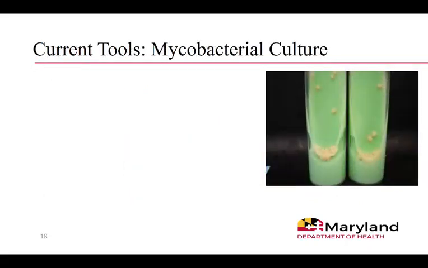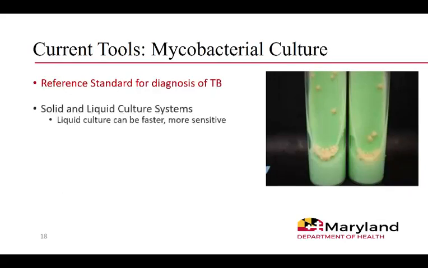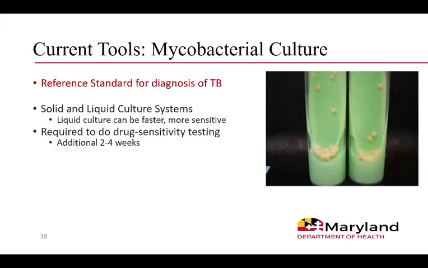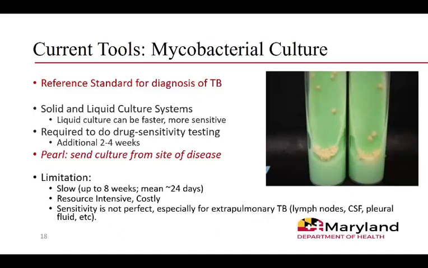The reference standard for diagnosis of TB is mycobacterial culture. There are both solid and liquid culture systems available, and the liquid culture systems are faster and more sensitive than the solid culture systems. Mycobacterial culture is required in order to facilitate phenotypic drug susceptibility testing, which can be performed after an isolate grows in culture. It is very important to make sure to send mycobacterial cultures from the site of disease. Stated differently, it is not particularly useful to evaluate sputum alone when suspecting extrapulmonary forms of tuberculosis. It is also worth noting that the sensitivity of mycobacterial culture, despite being the reference standard, is not perfect. And this is particularly true for extrapulmonary forms of disease.